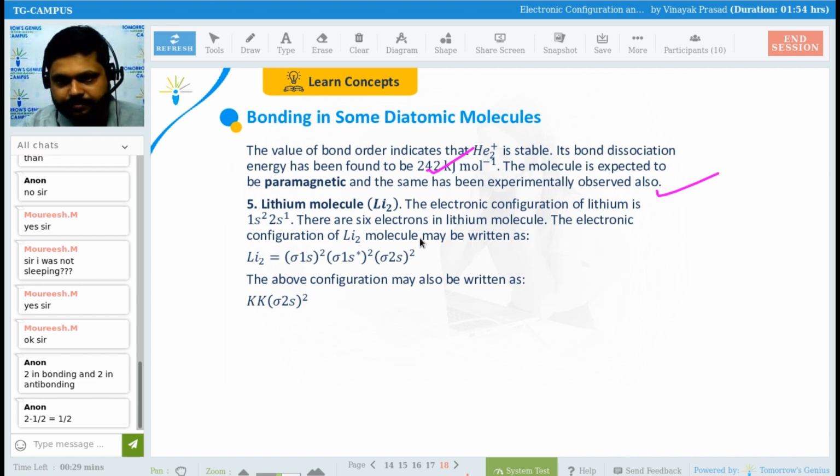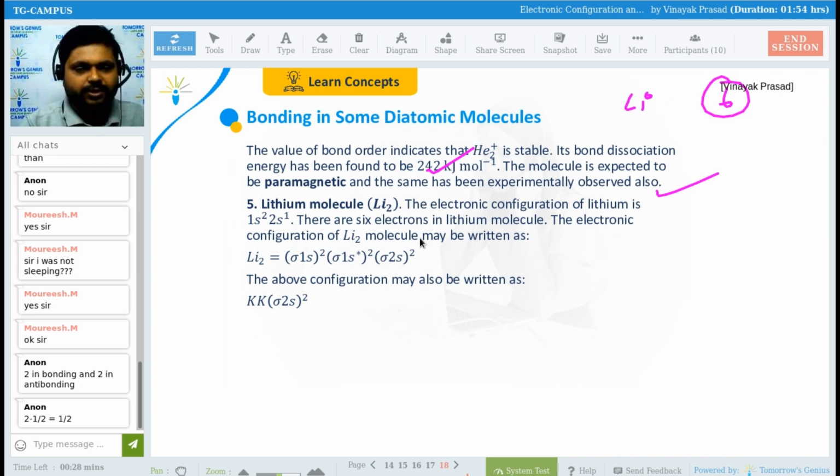Now come to the next point. For the lithium molecule, we are going to see about the lithium molecule, right guys? Hydrogen, helium, lithium. How will we write it? The total number of electrons is 6, right? So it is very easy to write the molecular orbital electronic configuration.